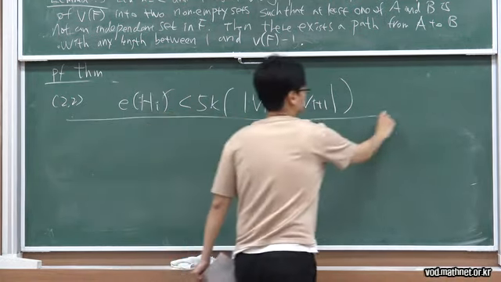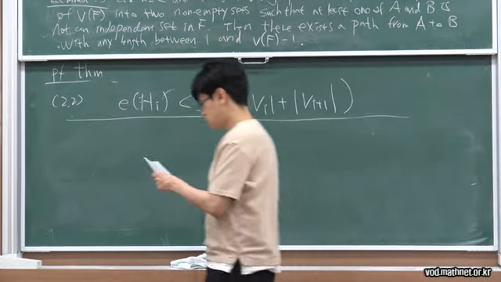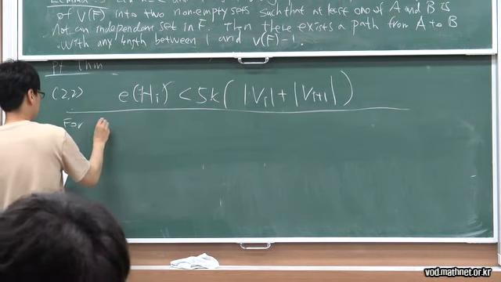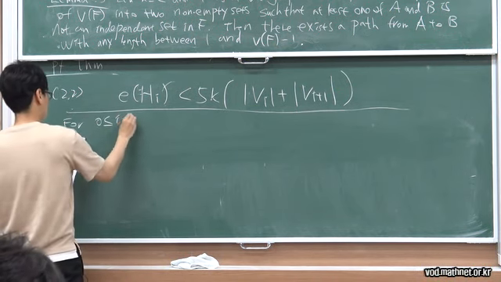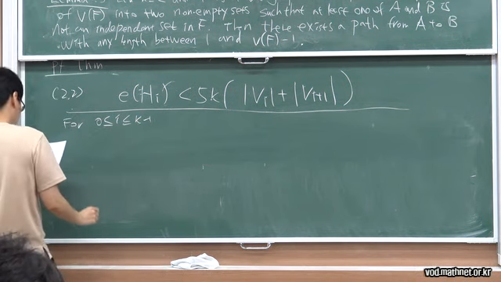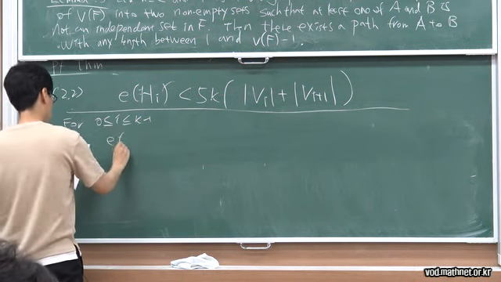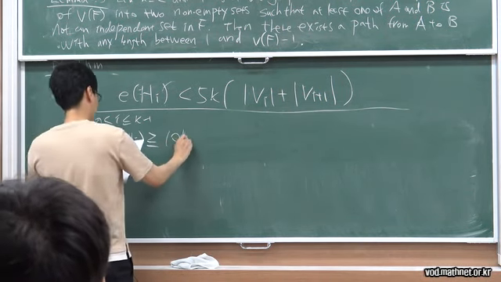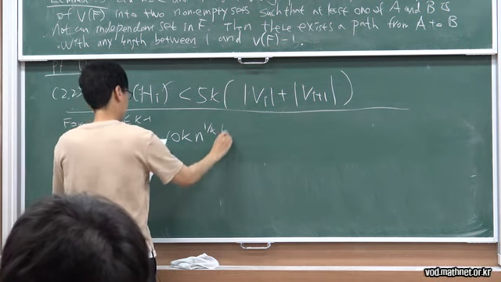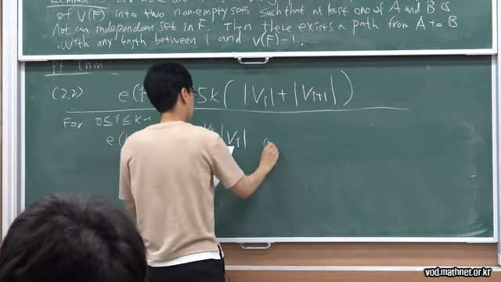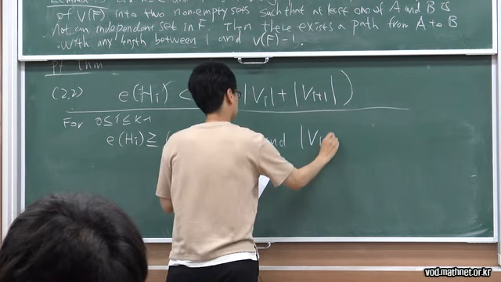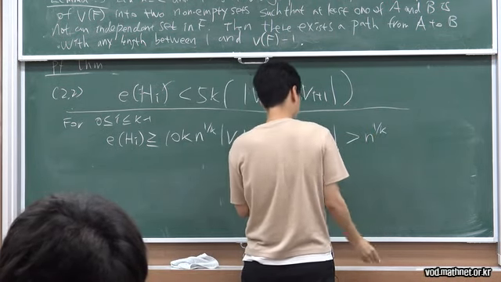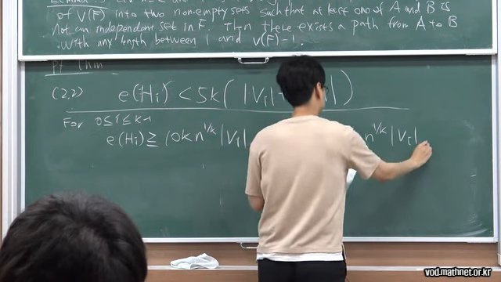So now we can show that each time it expands. We prove the following by using induction. Let's say i is between 0 and k minus 1. We want to prove that H_i has at least 10k n to the 1 over k size of B_i, and the size of V_{i+1} expands at least n to the 1 over k from the previous part.